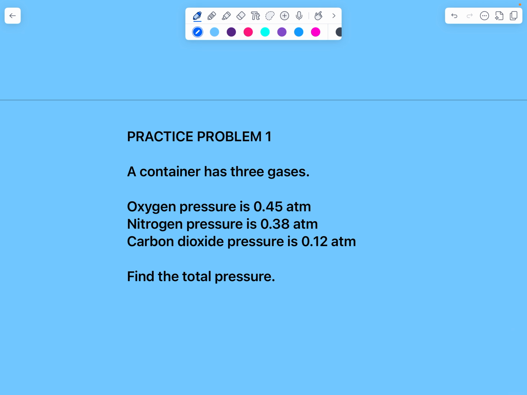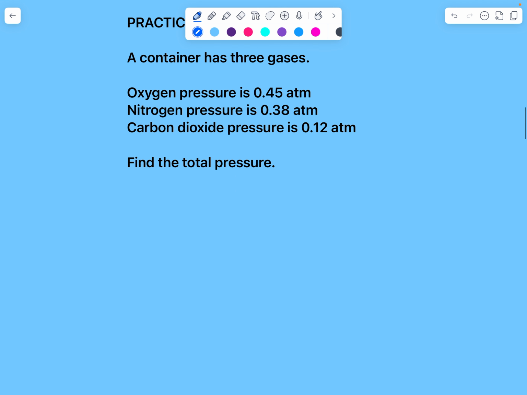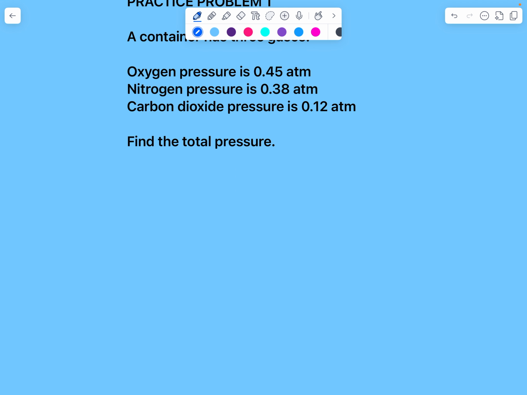A container has 3 gases: oxygen pressure of 0.45 atm, nitrogen pressure is 0.38 atm, carbon dioxide pressure is 0.12 atm. Find the total pressure. Well, what's the total pressure formula? We know what it is. The total pressure, P for pressure, equals PO2 plus PN2. This is what they gave me. Oxygen is known as O2. Nitrogen is known as N2. Carbon is just known as C. And then dioxide is O2, so CO2.